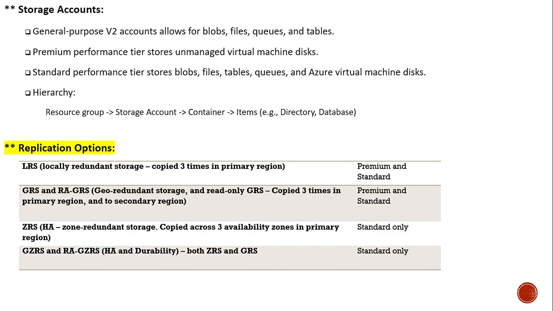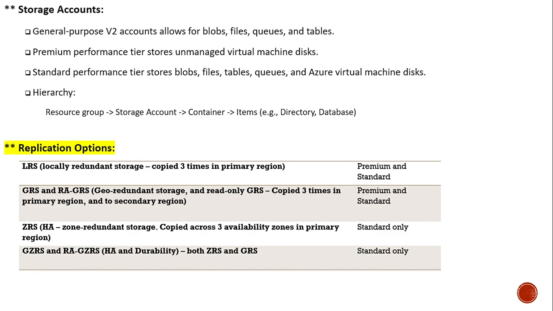The fourth one is the hierarchy. I have seen several questions on hierarchy as well. So we have a resource group. Under the resource group, we have the storage account. Under the storage account, we have a container, and under the container, we have items. And the next and last one is the replication options. There are four replication options.